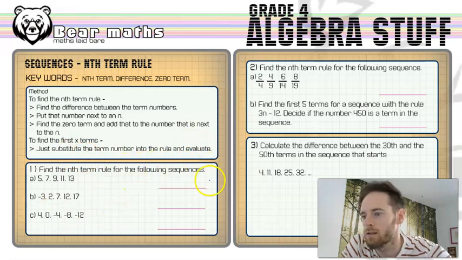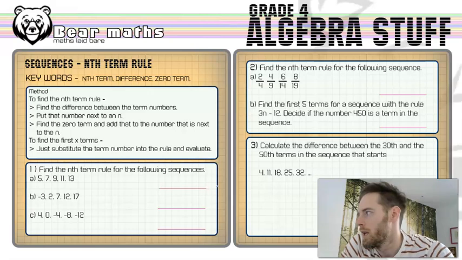The difference is the biggest take away the smallest, and you've found the difference. It's just how many numbers there are between two given numbers. It's found by taking away. And then the zero term is the term before the first one. So what is the number that is before the first number in the given sequence? That's what we refer to as the zero term.